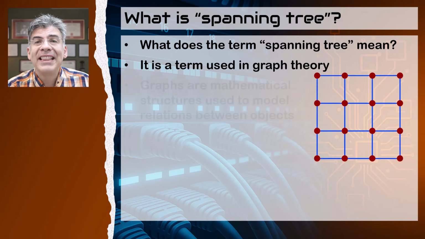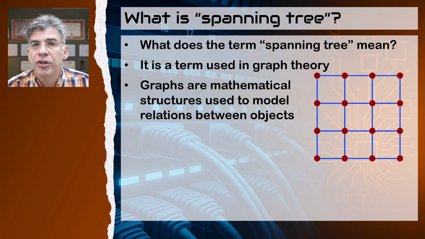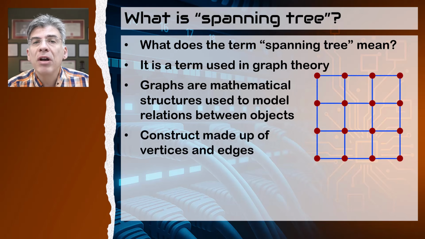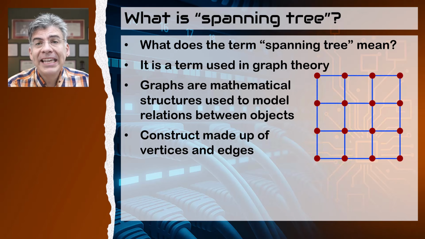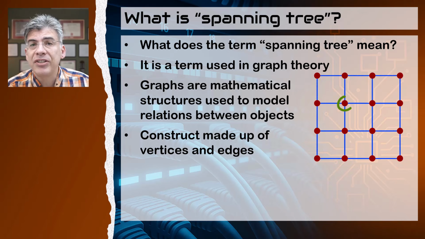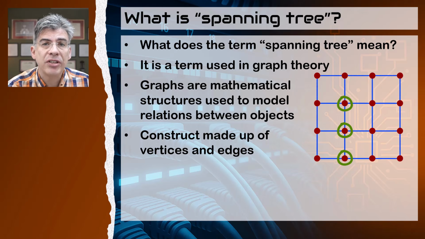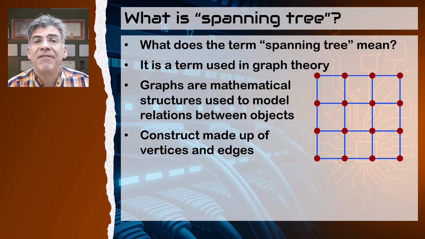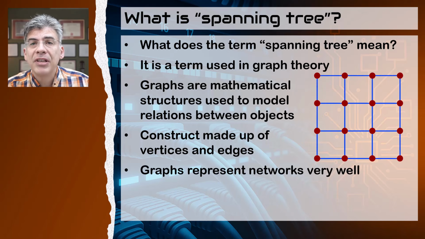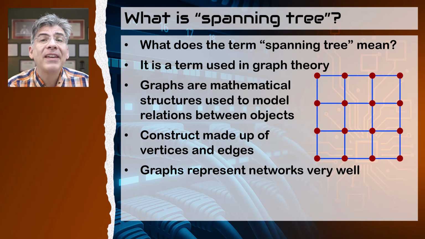The term graph in this context is a mathematical structure used to model relations between objects. A graph is a construct made of vertices and edges. These here are the vertices, and these here are the edges. Does this diagram look somewhat familiar? It can look like a network where the vertices are devices such as routers or switches, and the edges are links between them. Because networks can be represented very well by mathematical graphs, many networking protocols use graphing theory to a great extent in their operation.